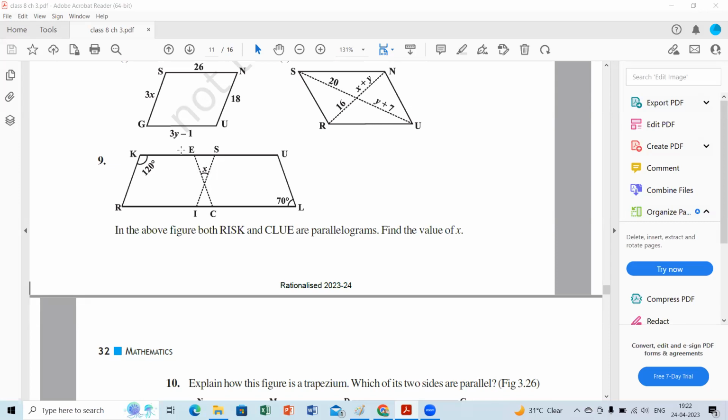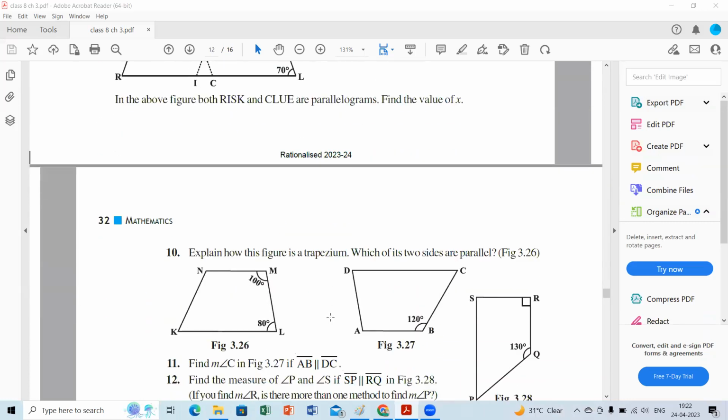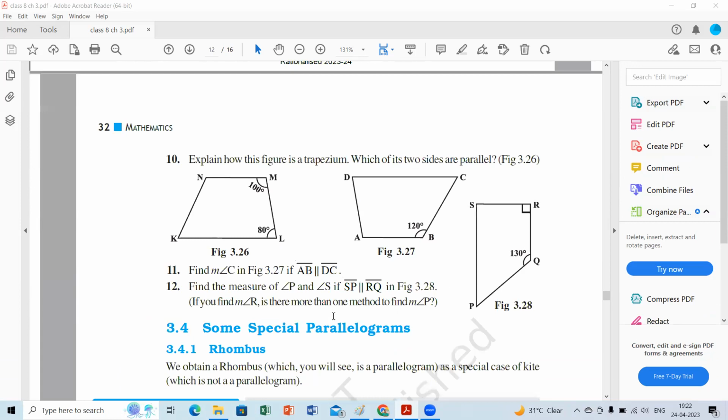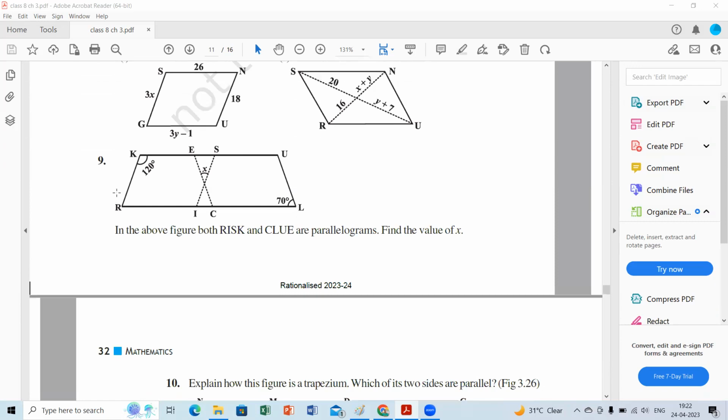What is the X value? 70 plus 60 is 130. 130 plus 50 makes 180. So X is equal to 50, correct? Any doubt in question number 9, children? How you are getting like that? Any doubt? If you have any doubt, please let me know.